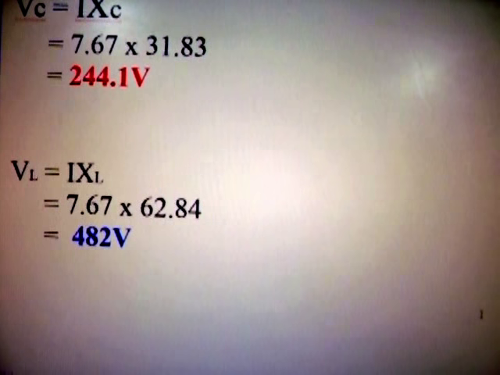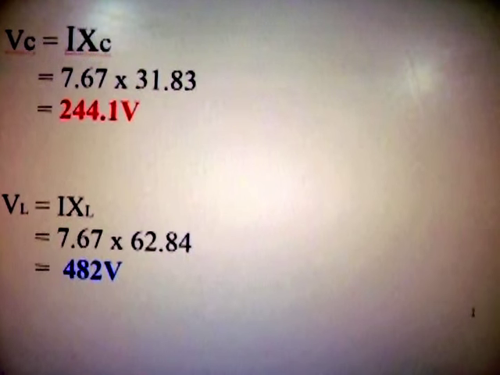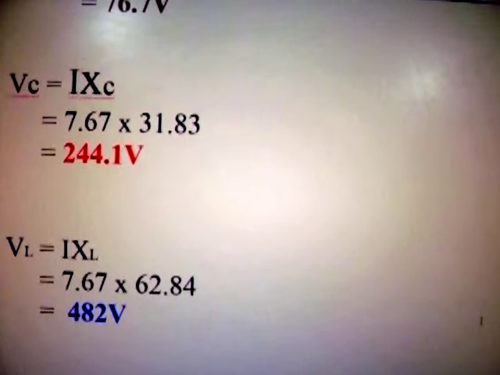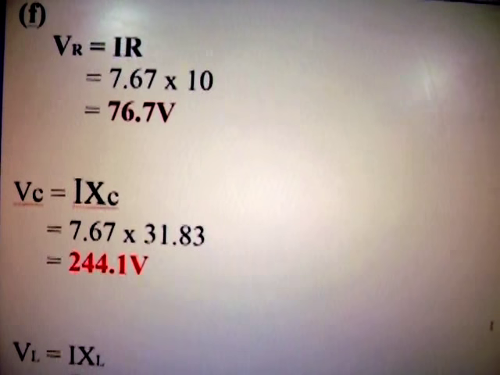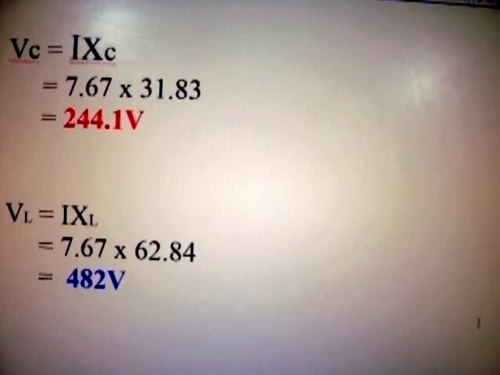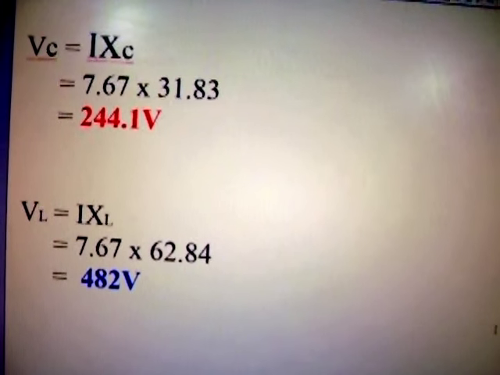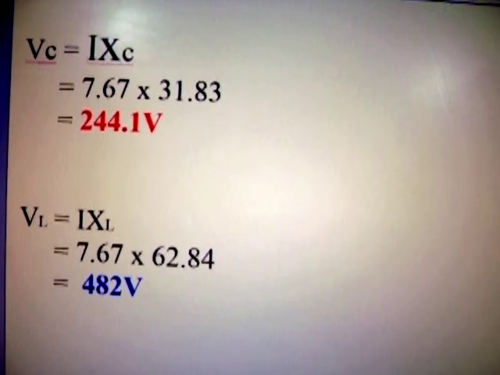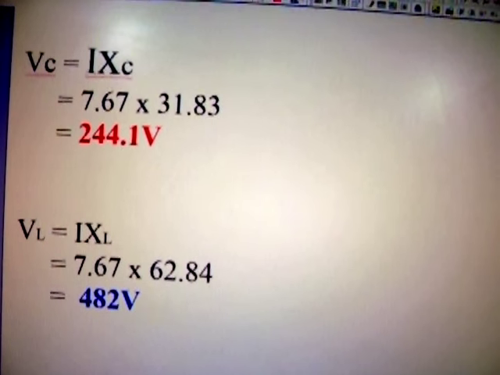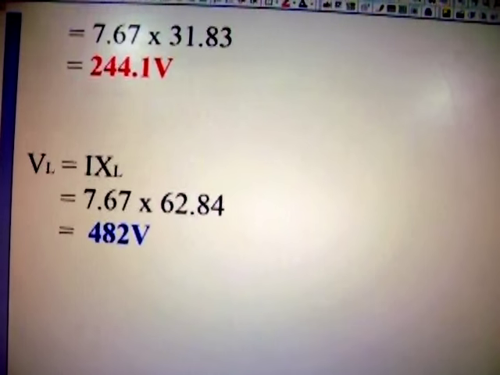Again here, we're now finding the potential difference across the various elements of the circuit. If you go back, you will see that the voltage across the inductance is very high. It's higher than the supply voltage. So keep that in mind, that when you're dealing with inductive and capacitive circuits, the voltages can be very, very high.